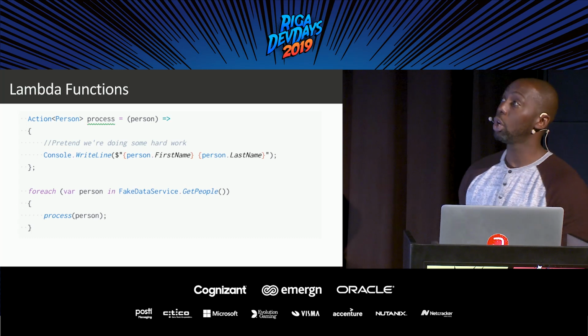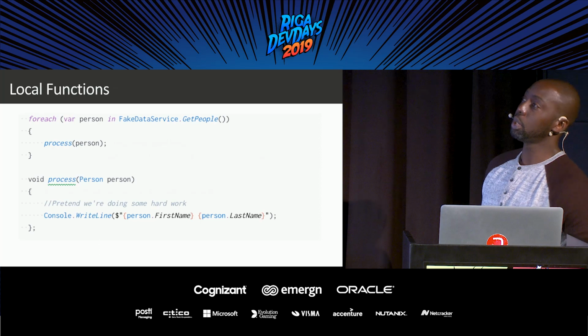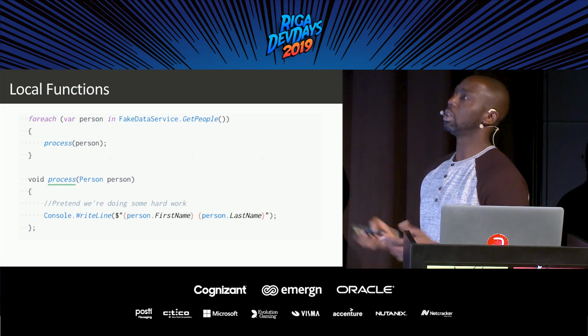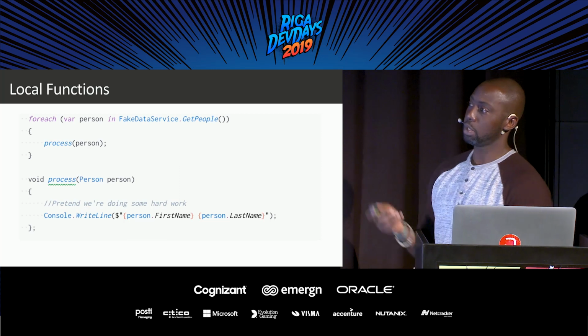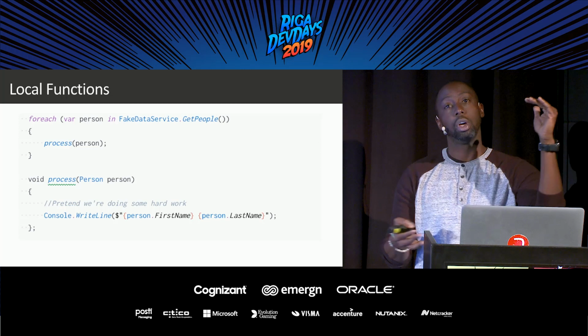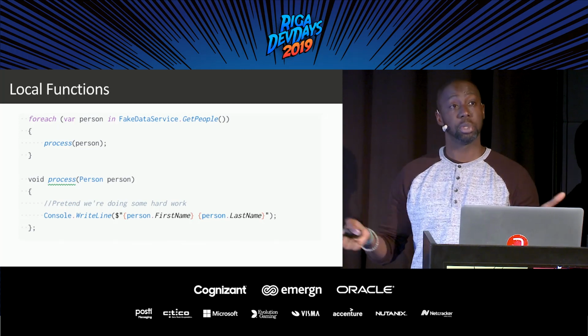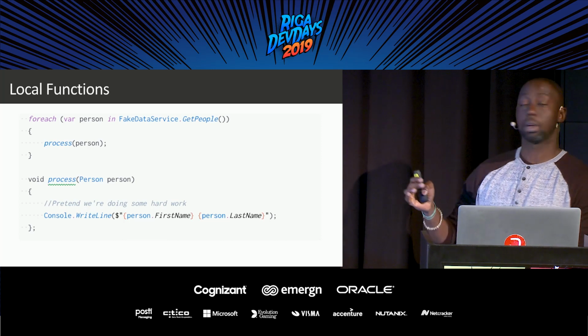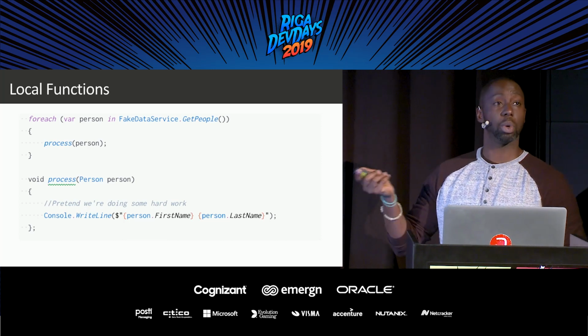Well, with 7.0, they allowed you the ability to create local functions. So local functions are a little bit different, right? It's essentially just like a function declaration, but it's within the same scope of whatever it is that you happen to be doing. So you can have a function declared inside of another function, right? So it's only going to exist within that scope.